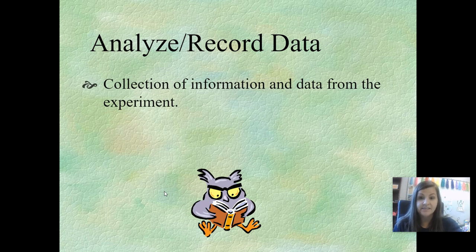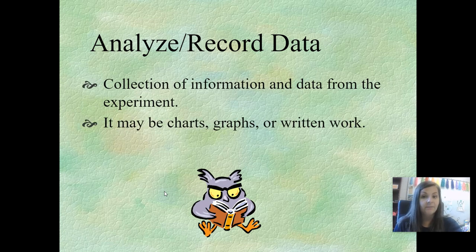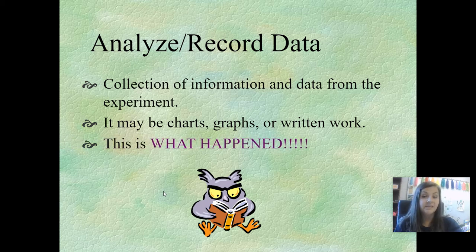The 5th step is to analyze and record data. Collection of information and data from the experiment. It may be charts, graphs, or written work. This is what happened. So it's where you record what happened in your experiment.